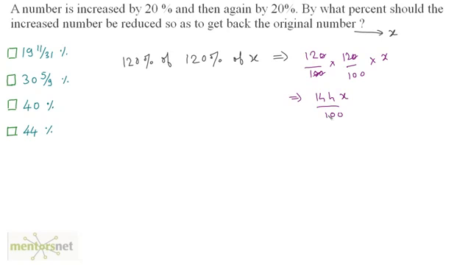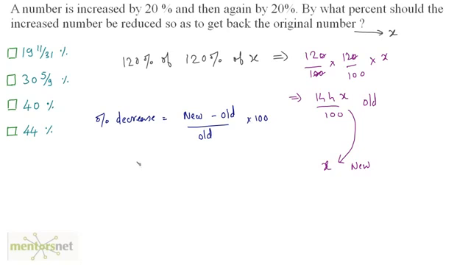Now this is the increased number that we have got. We have to reduce this number to get back the original number x. So this becomes the old value and x becomes the new value. By what percent should this old number be reduced to get back the original number x? We have a formula: percentage decrease is equal to new value minus old value upon the old value times 100.